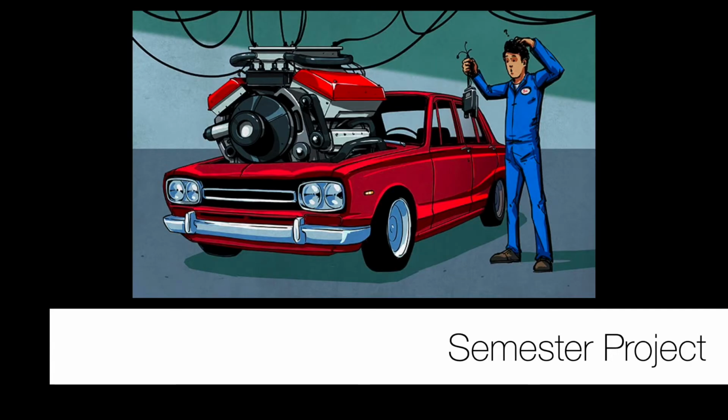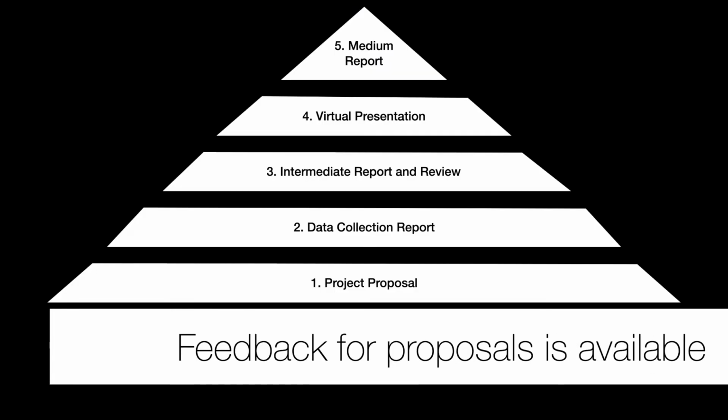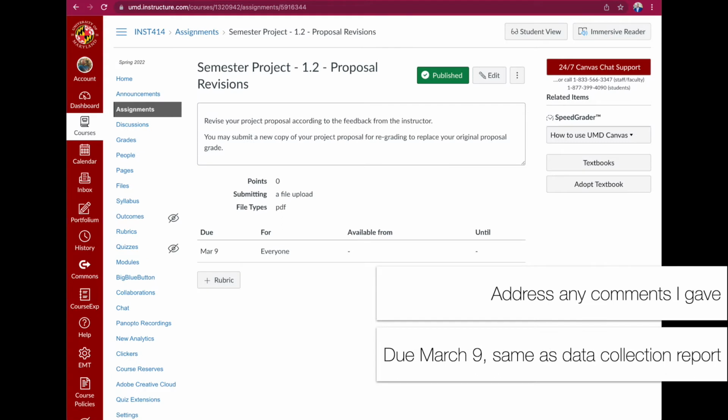That's it for the assignments. For the semester project, feedback for your proposals is available. You're welcome to use this space for any comments, or for addressing any comments that I have given you, to get back all the points that I took off. The point here is to use this as a forcing function to get you to respond and refine your project. I want you to get full points for your proposal.